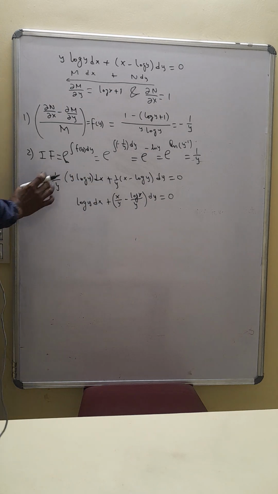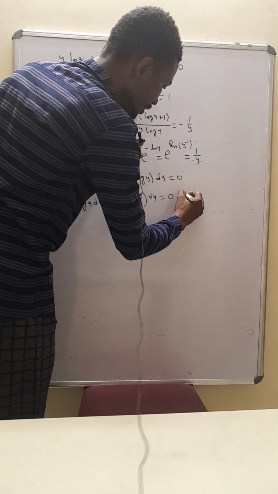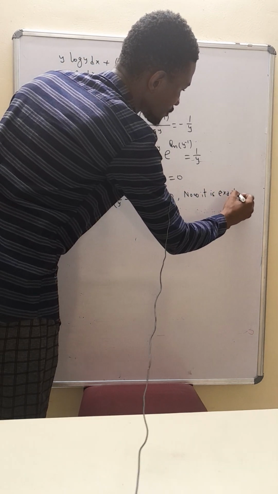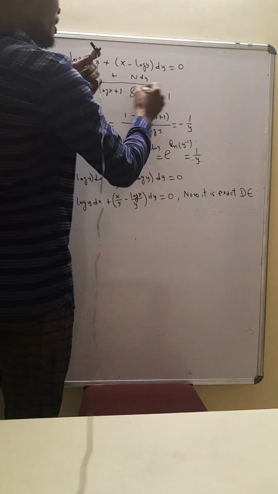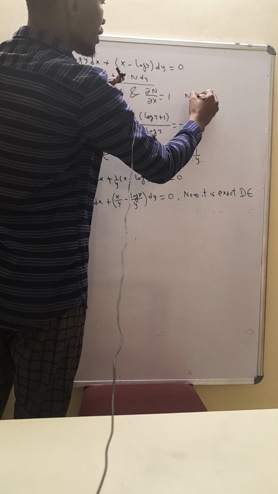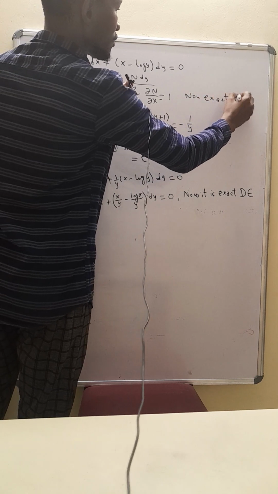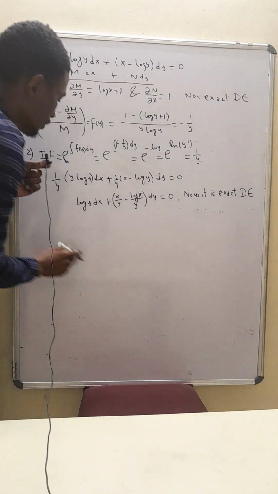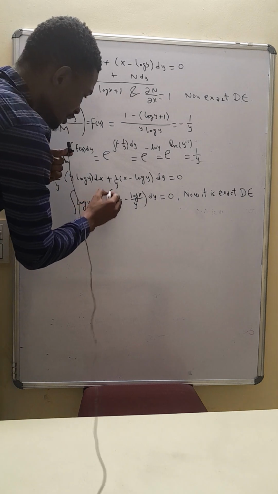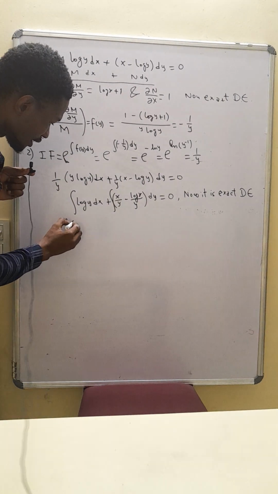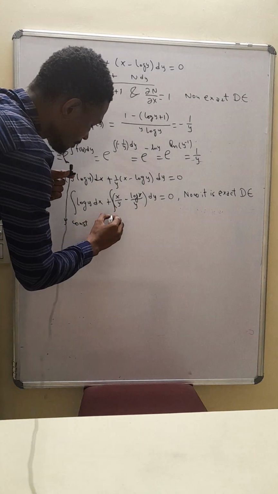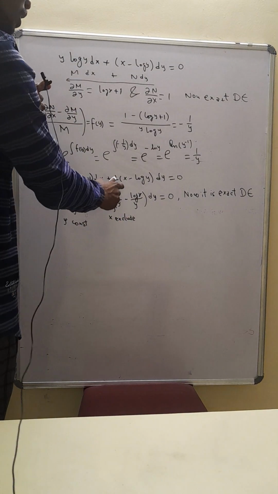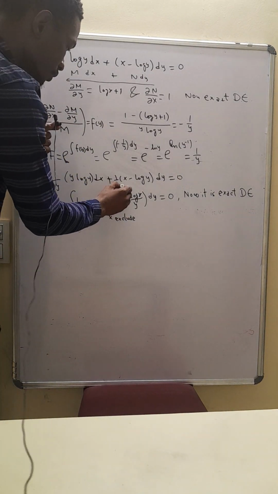Now that I multiplied by the integrating factor, what should I write here? Now it is an exact differential equation, because it was not exact, a non-exact differential equation. Now that it is exact, what should you do? You should apply integration here and integration here. Here y is constant, and here the terms in x you have to exclude. Exclude all the terms in x.